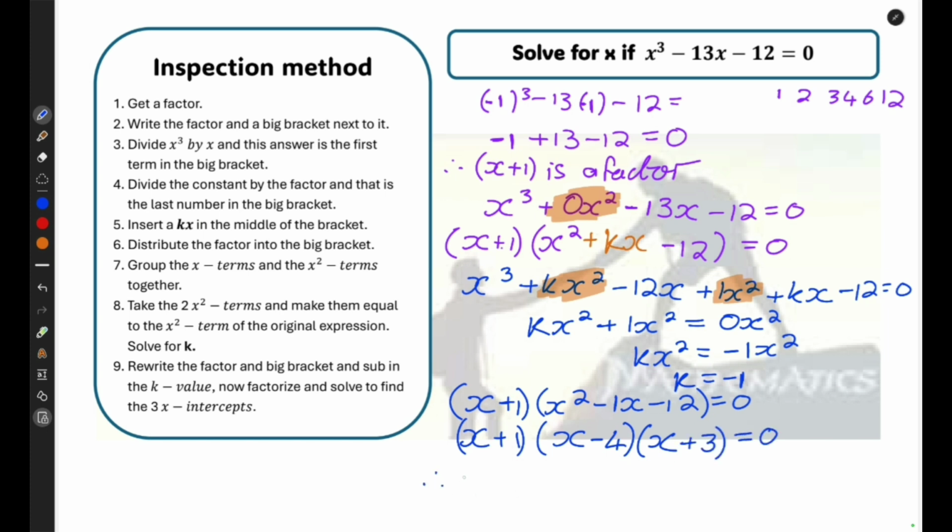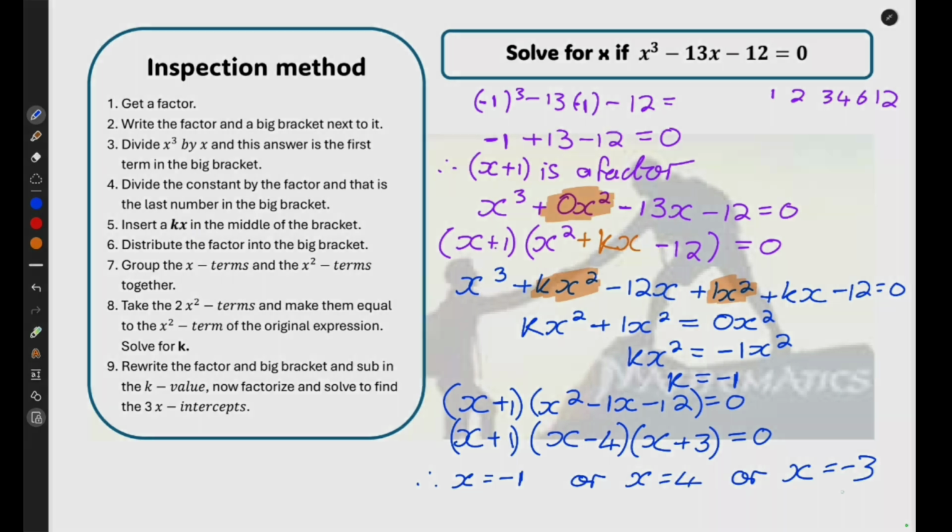So I know this is a minus 4, and this is a plus 3 equals 0. And therefore, if I solve for x, x is equal to minus 1, or x is equal to 4, or x is equal to minus 3. Okay, guys, so many steps to follow, but if you practice this a bit, it flows quite nicely. Let's look at another example with the inspection method.